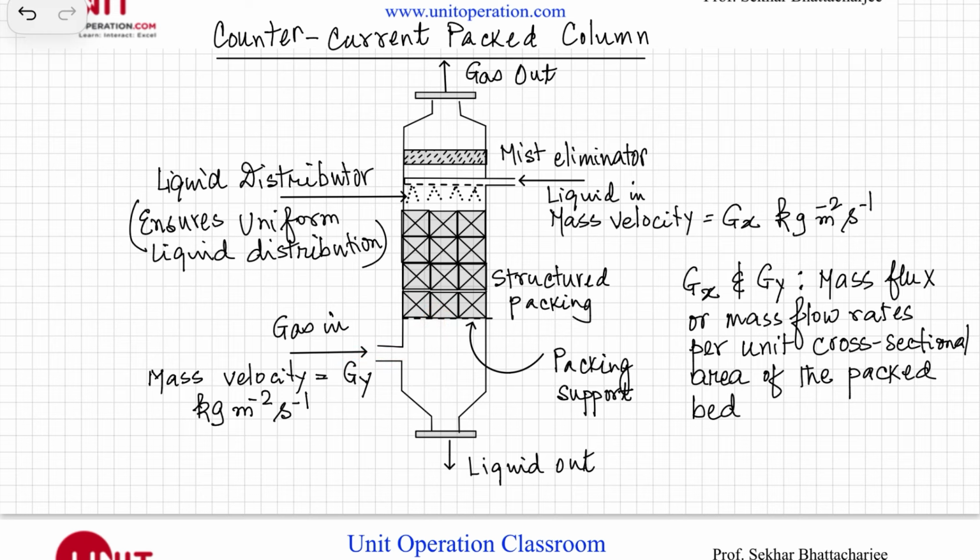The liquid mass velocity is denoted by Gx, and the gas mass velocity is denoted by Gy, and the units, of course, are kg per second per square meter. That is the mass flow of the gas divided by the cross-section area of the column. We'll look into it. Of course, the liquid comes out from the bottom, and the gas goes up from the top. This could be a case of absorption or stripping, etc. So here, of course, we're going to compare the performance of two different types of structured packings, P and Q.